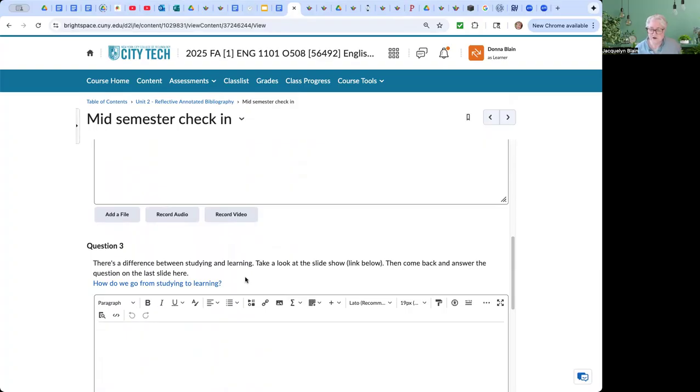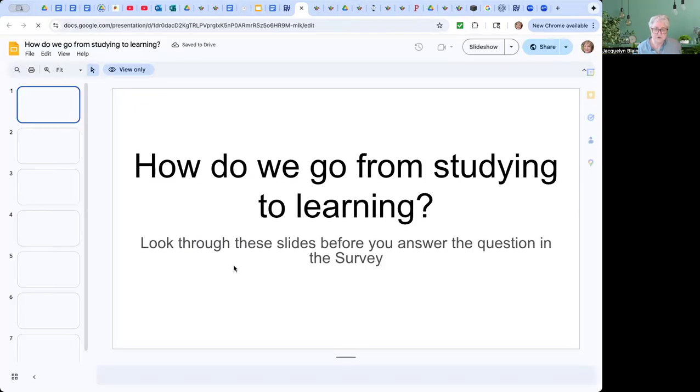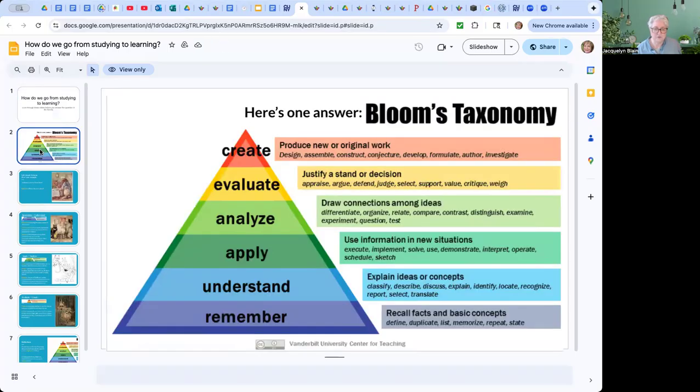There's a difference between studying and learning. There's this cool little slideshow here about Bloom's taxonomy, if you've never run into it, you can run through here. This is how we learn. This is how people get information and learn. First thing at the bottom here, you recall facts and basic concepts. Then you understand them so you can explain the ideas. You can use the information in a new situation. You can draw a connection among ideas. That's analyzing, compare and contrast. Evaluating, judging, and that's part of what rhetorical analysis is, evaluating those sources. And then creating is producing a new or original work, which is kind of what the RAB is.